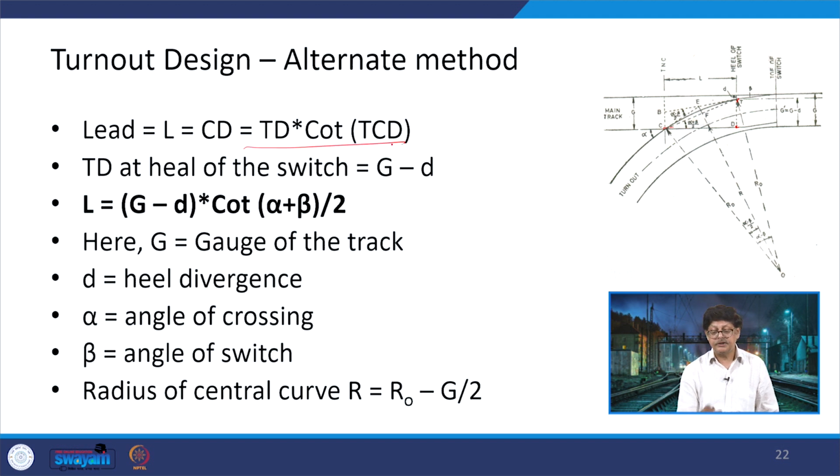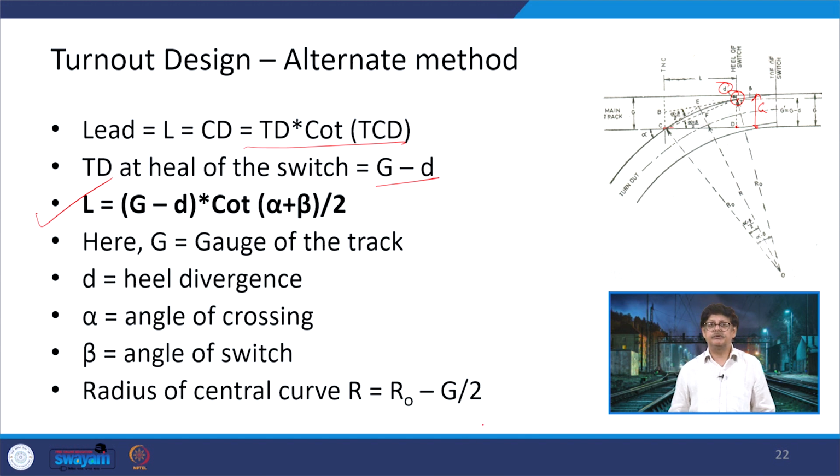So, when we are working this TD into cot of alpha, what is TD? Here the total gauge is G. From this point to this point it is G, but at this point there is a heel, and that is where there will be a heel divergence. When there is a heel divergence, that will be reduced from it. So, it is G minus D. Considering this, what we get is L is equal to G minus D into cot of alpha plus beta by 2, and that is how the calculation can be done.